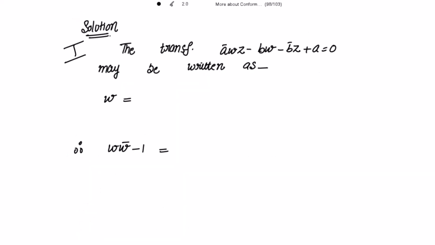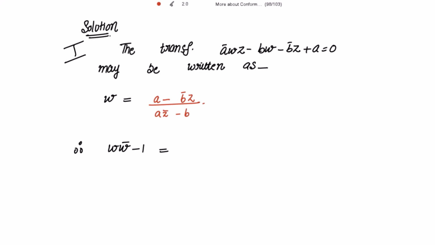Okay, so the solution is, first we have to get the transformation, and with the condition that mod a is not equal to mod b, we have to show that this transformation maps the circle mod z equal to 1 onto the circle mod w equal to 1. So this is your given transformation, which can also be written by writing w in terms of z. We get w equal to (a minus b bar) into z divided by (a into z bar minus b).